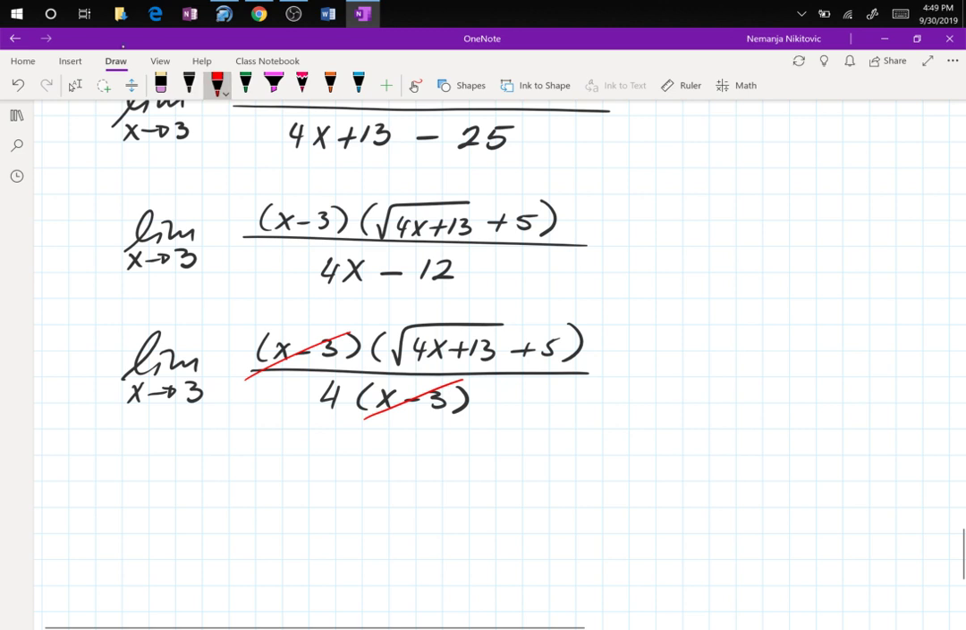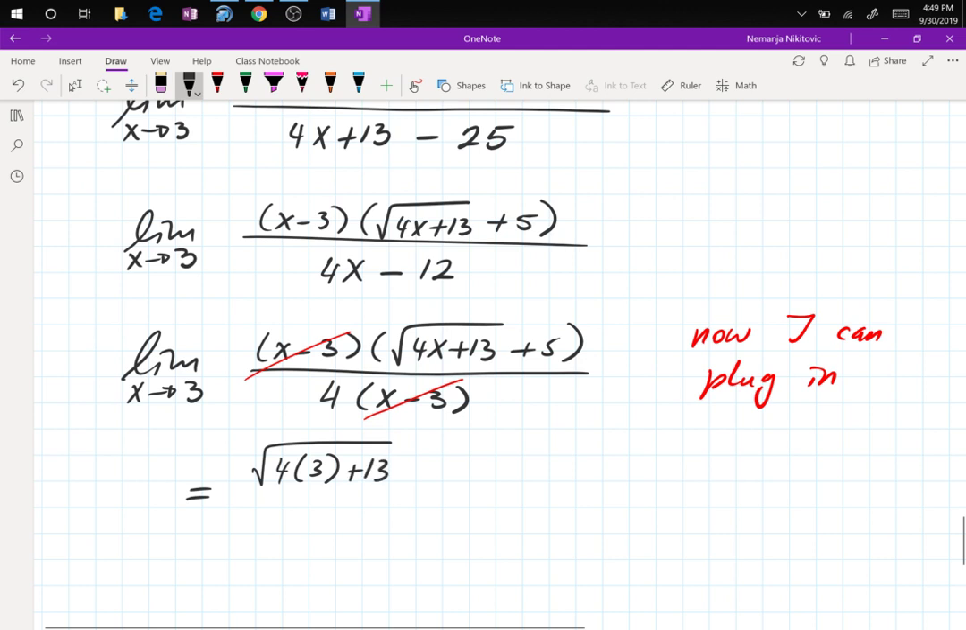So let me write it in blood. Now I can plug in because no more 0 in denominator. So when I plug everything in now, I'm going to get square root of 4 times 3 plus 13 plus 5 divided by 4. That's going to be 10 over 4, which is, I believe, 5/2. So the answer should be 5/2 for this.